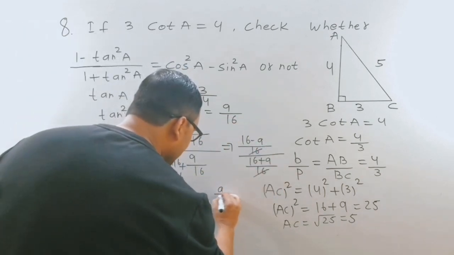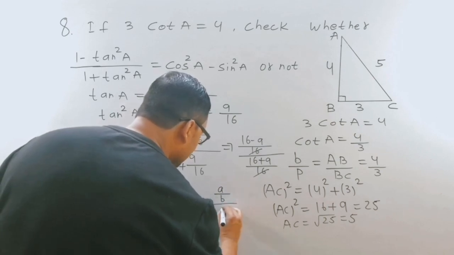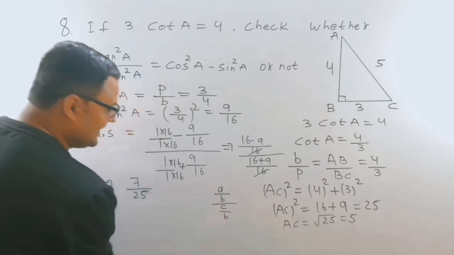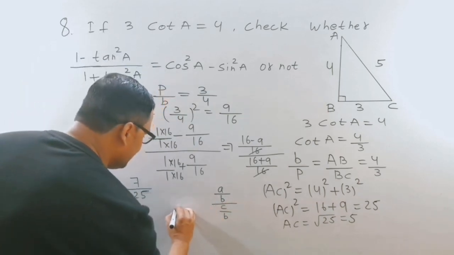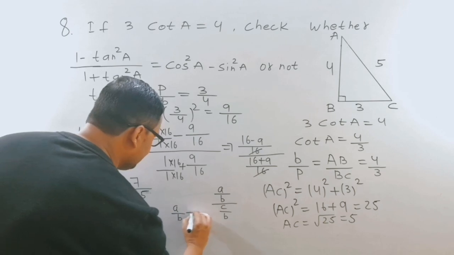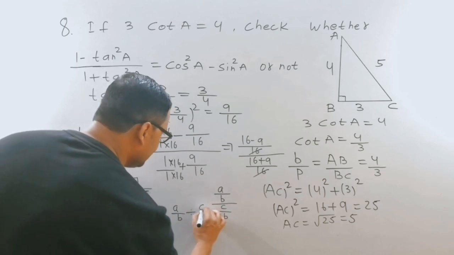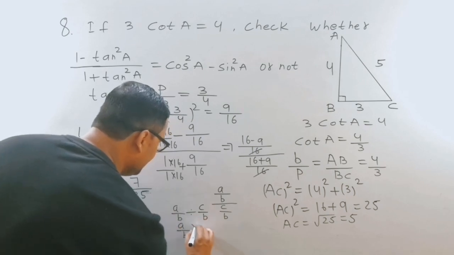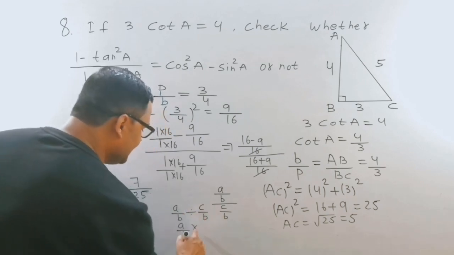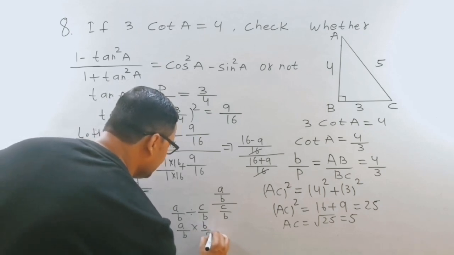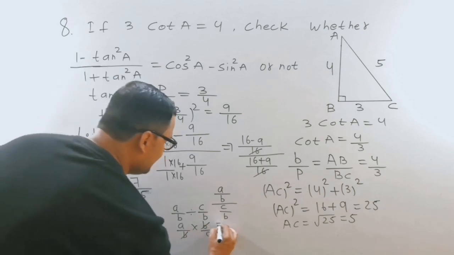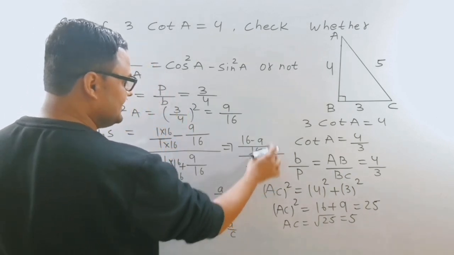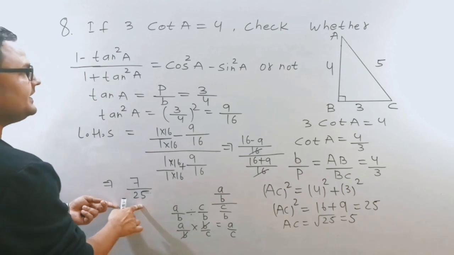Suppose we have A by B divided by C by B, then B and B will get cancelled. What is the reason? I can write this as A by B divided by C by B. So it will be A by B into, divide becomes reciprocal and multiplication, B by C. B got cancelled, so we got the answer as A by C. Same thing I did: 16 got cancelled, this by this, that is 7 by 25.